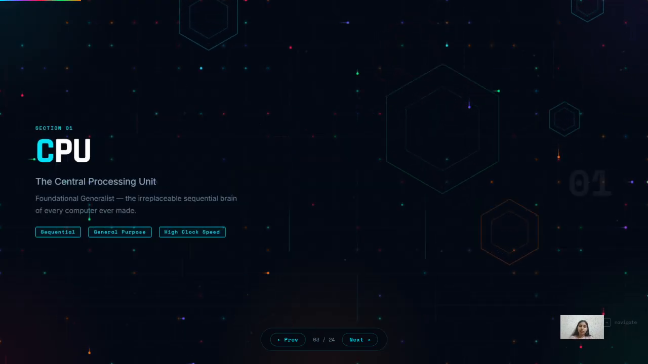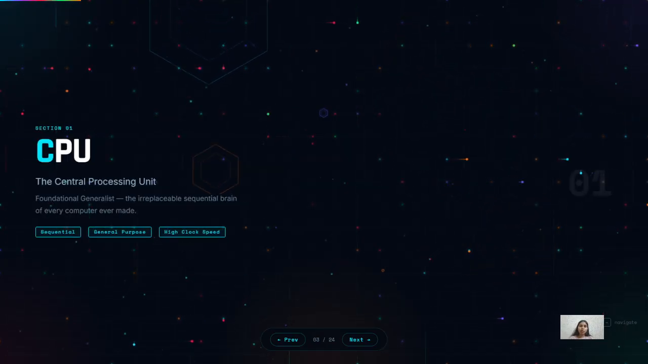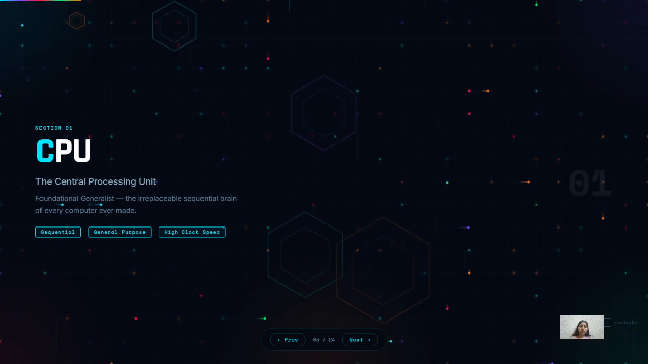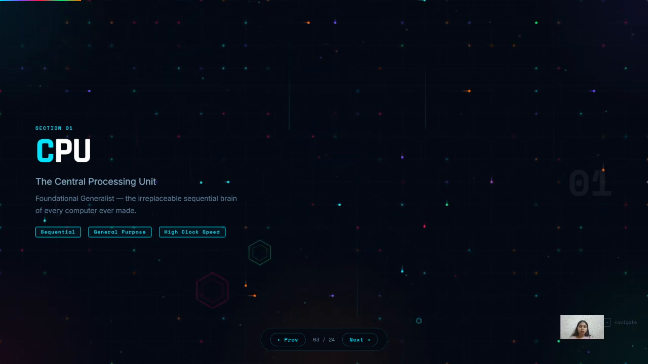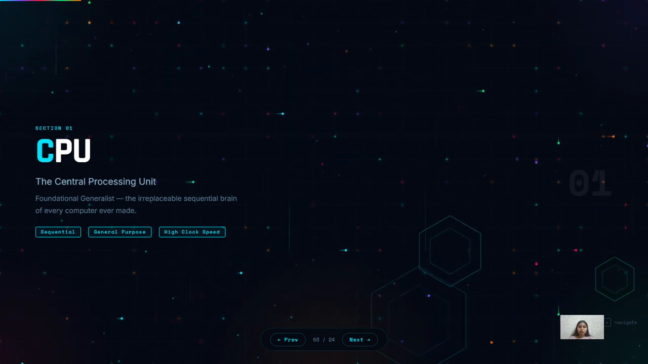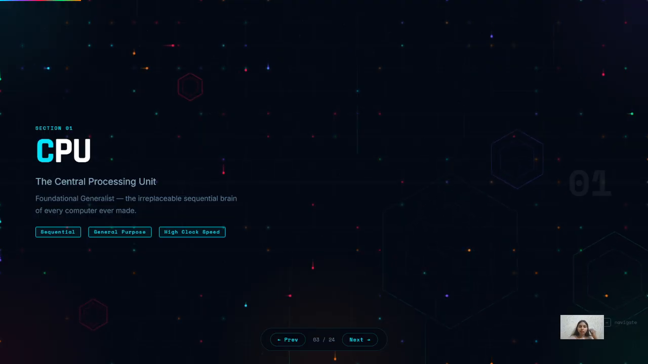Let's start with the CPU, the central processing unit. The CPU is the foundation of modern computing. Unlike AI accelerators, the CPU is designed to do everything reasonably well. Operating systems, AI applications, web browsers, databases, and compilers all rely heavily on the CPU.